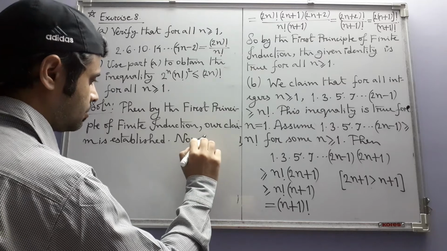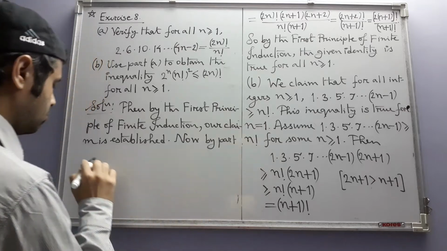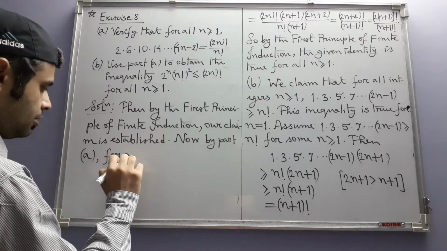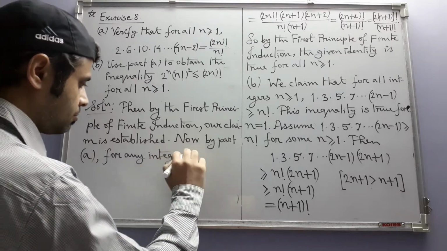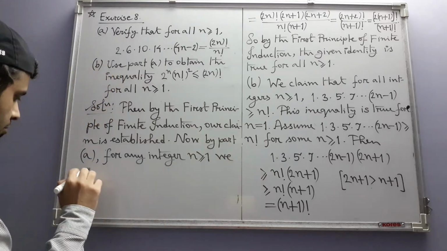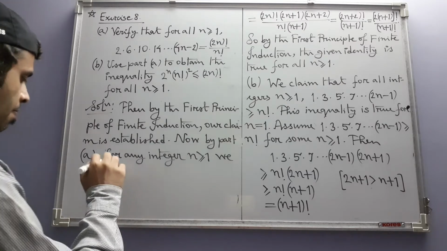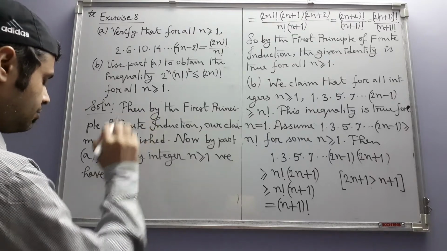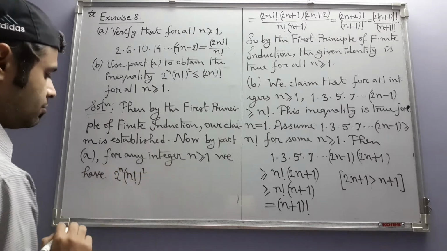Now, by part A, for any integer n greater than or equal to 1, we have what? Let's start with the left hand side of this inequality that we have to show.